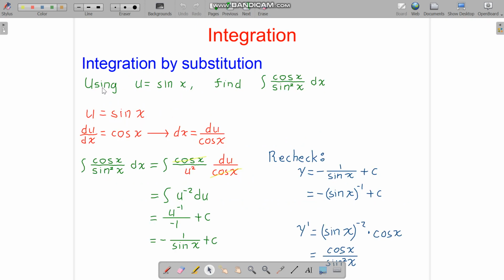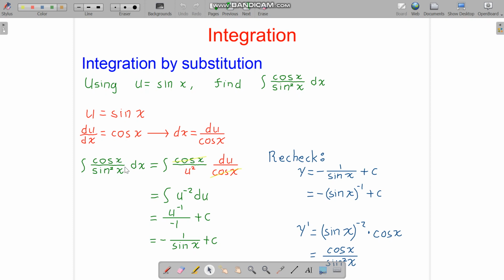So for example, here using u equals sine x, find the integral of cos x over sine squared x dx. So u equals sine x, the du dx is therefore cos x, the derivative of sine is cos, or we can say dx equals du over cos. So just like algebra, we can switch the dx and cos x here, and so the integral becomes still in cos. We have cos x here.